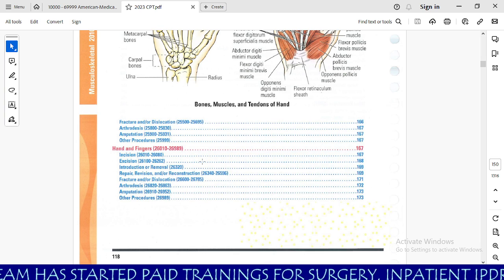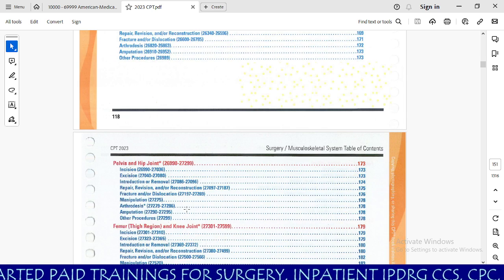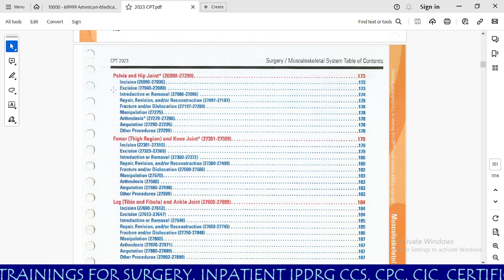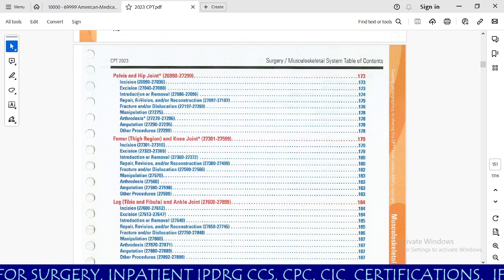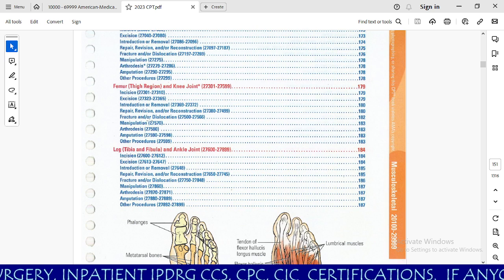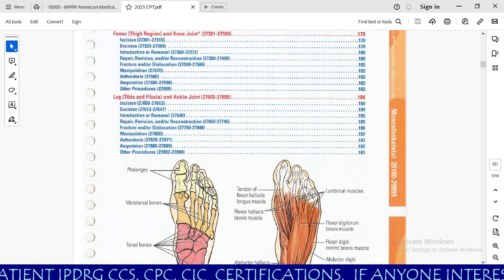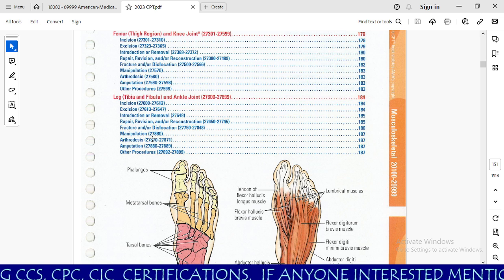Here also hand and fingers, same procedures, incision, excision, all the same. And here we have pelvis and hip joint. Incision, excision, introduction and removal. Here also same, see here, incision, excision, introduction or removal. Femur also same procedures. Leg also, we have tibia and fibula, and also we have ankle joint. These are the same.